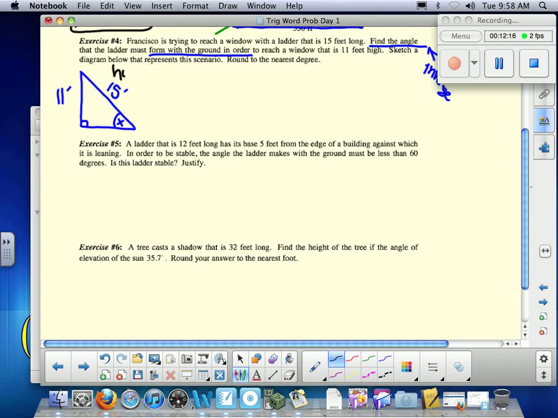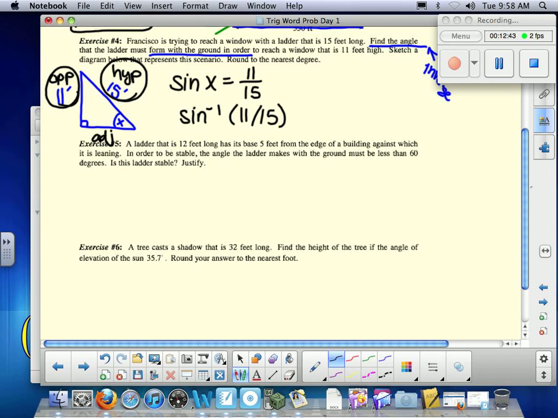All right, this is hypotenuse, this is opposite, and this is adjacent. So we're using opposite and hypotenuse. We're going to use sine, very nice. And we already talked that it was going to be the inverse function. And we are rounding to the nearest degree. 47, good.